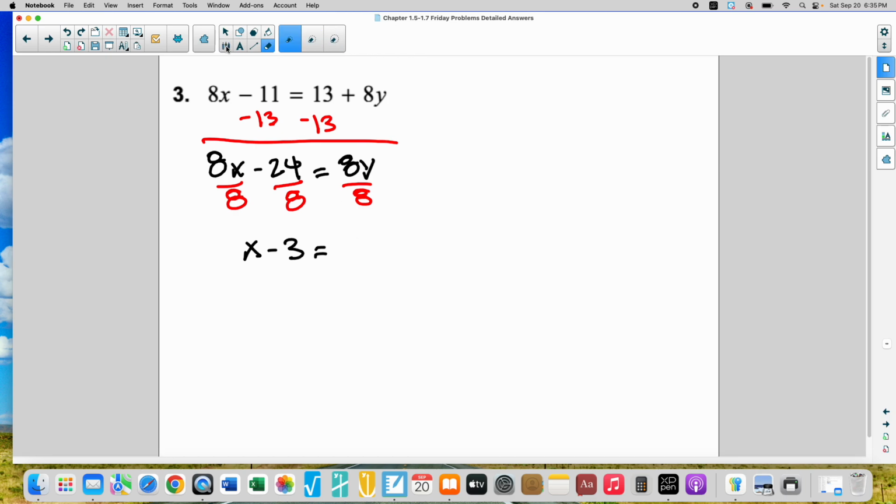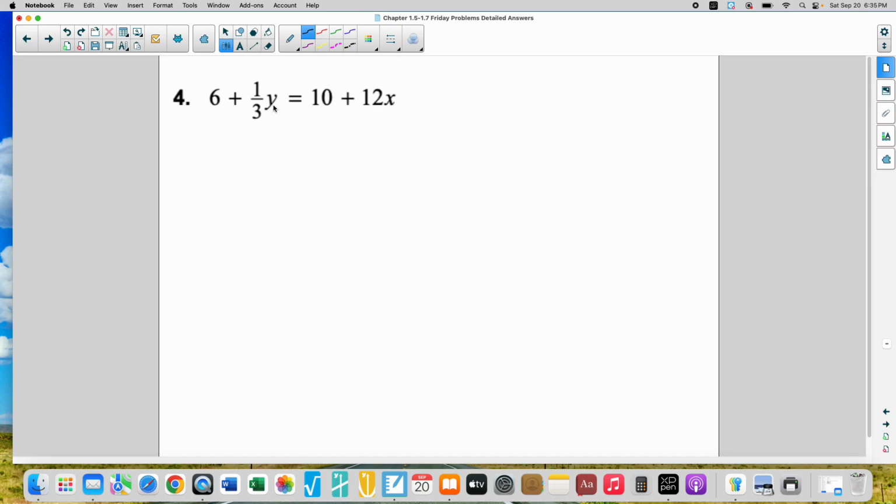If you want to rewrite it after the fact, if you want to write y equals x minus 3, that's okay. I don't care, but I would have accepted that. That's a correct answer. We want to get y by itself. Let's subtract 6. We're going to match it up with its like term.